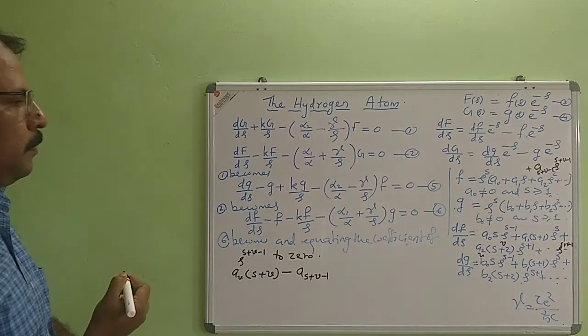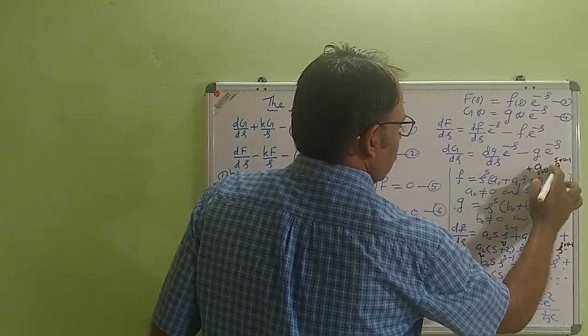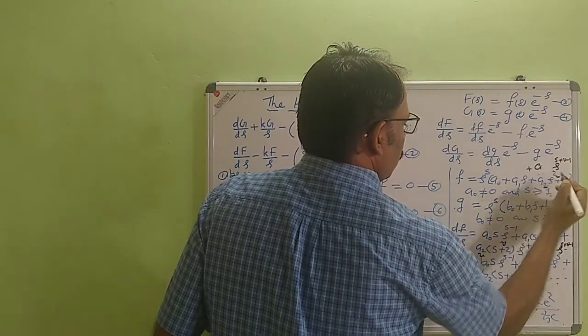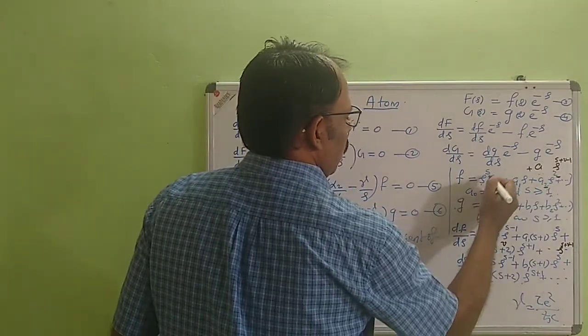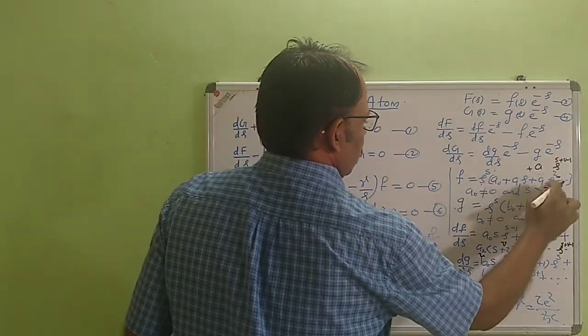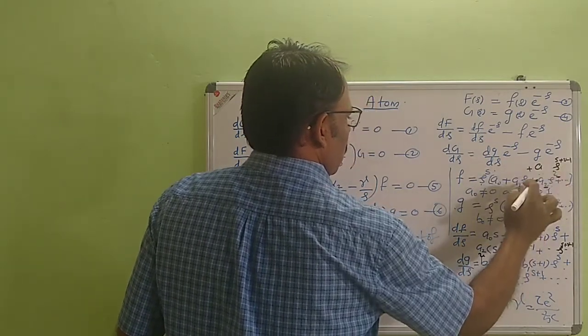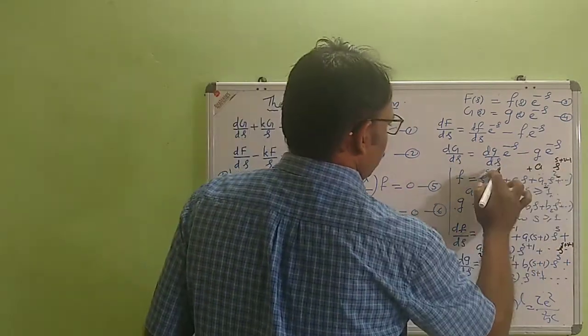This is a S plus v. This is a2 rho square. Here rho raised to S is already there, so this term will be a2 rho raised to S plus 2. The next term will be a3 rho raised to S plus 3. Rho raised to S is there.